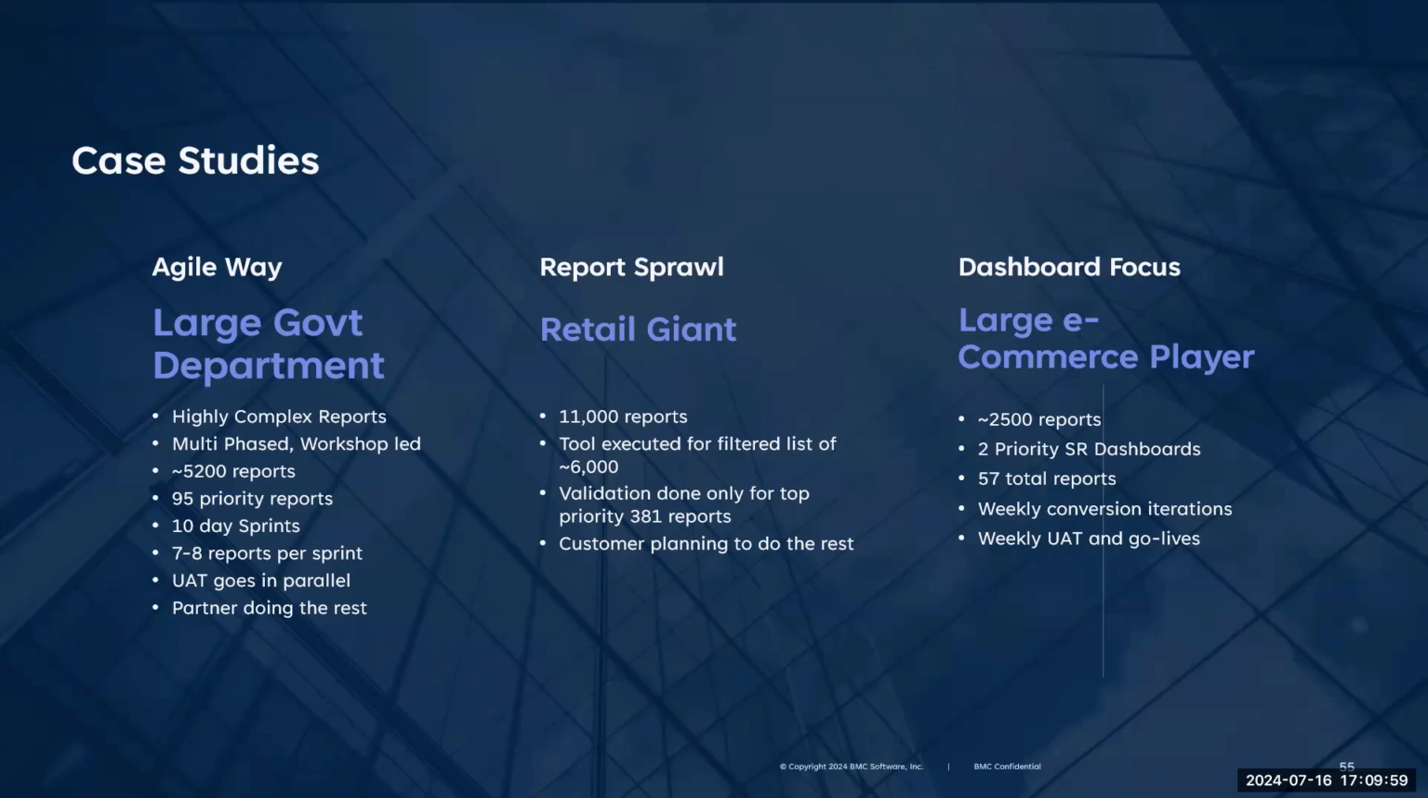And again, this was done much like in an agile way. So weekly conversion iterations were done every week. A few reports were picked for conversion, and every week there would be a UAT and a go live. So few different examples. Let's go to the next slide, please.